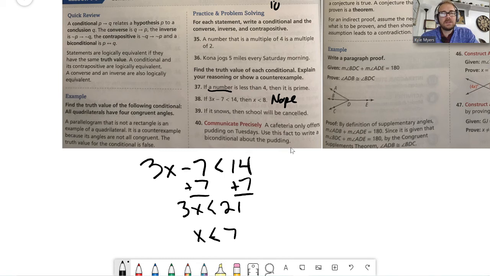If it snows, then school will be canceled. Well, I don't think that's true.